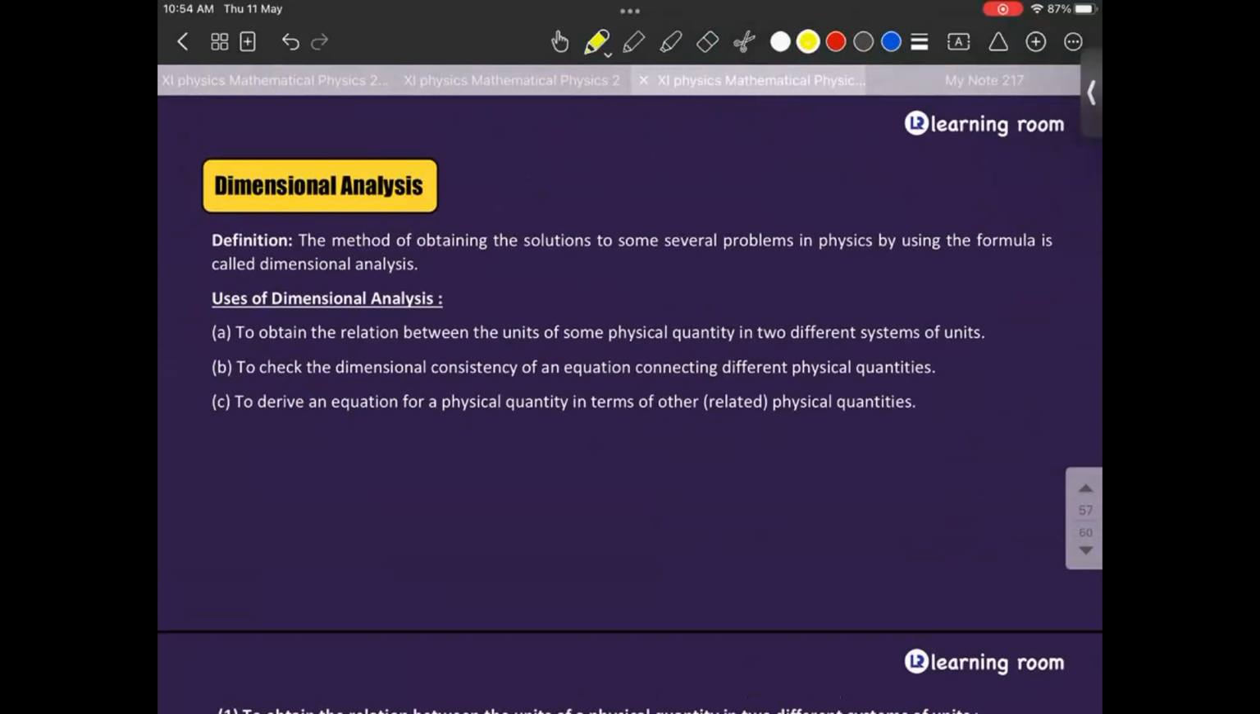So when I say analysis, we are trying to understand something mathematical. We are trying to do a comparative study. If I ask you to analyze something, I'm giving you somebody's answer sheet. I'm asking you to analyze whether the answers written in that sheet are correct or not. You're going to do some validation, right? Same thing. We understood that there is something like dimensional formula that exists. If at all it exists, is there any analysis I can do out of it? So the method of obtaining the solutions to several problems in physics by using this formula is what is called as dimensional analysis.